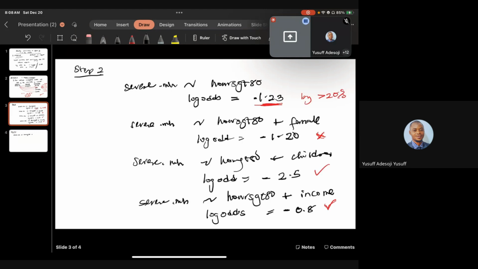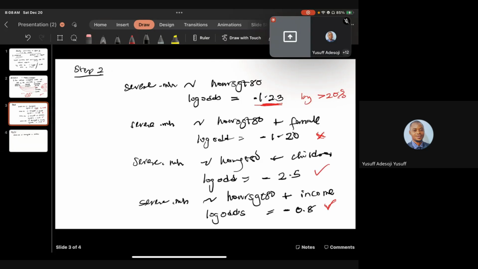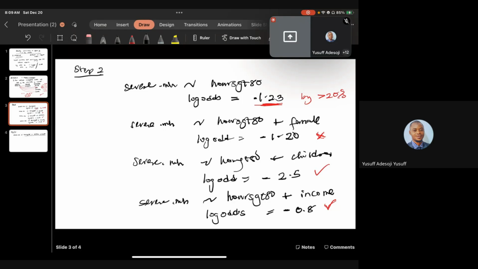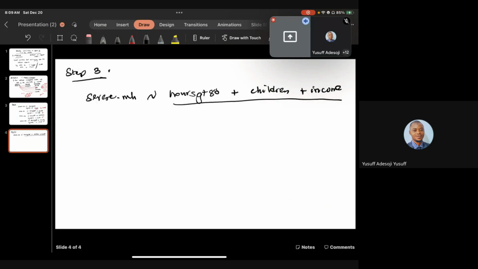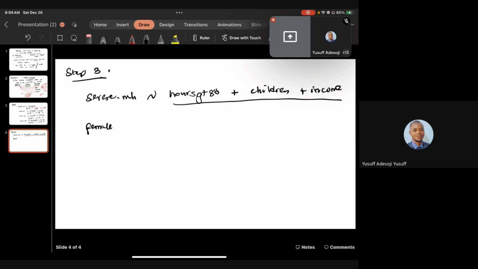And here we will include the number of children. We will include the income. Okay, so this becomes our base now. Then we'll look at all the other variables that we kicked out along the way. So we kicked out female along the way. We kicked out age along the way.